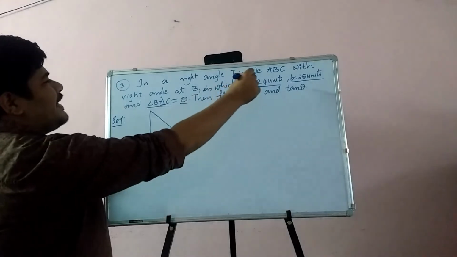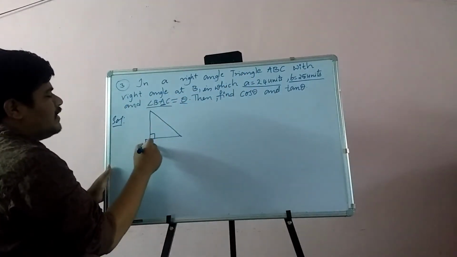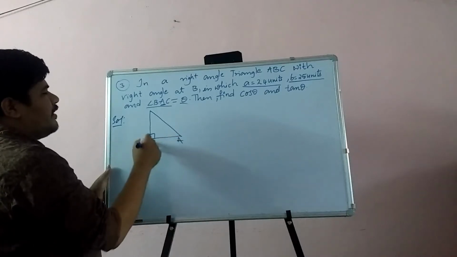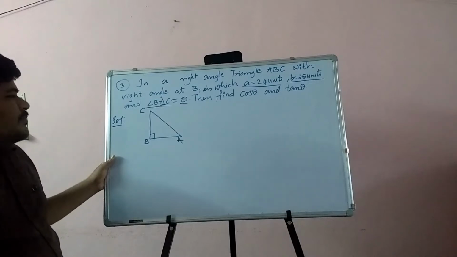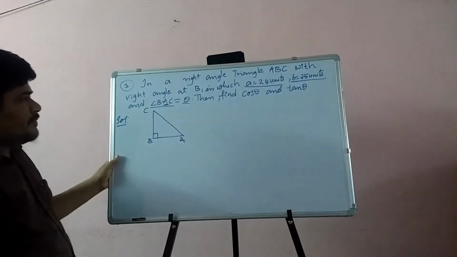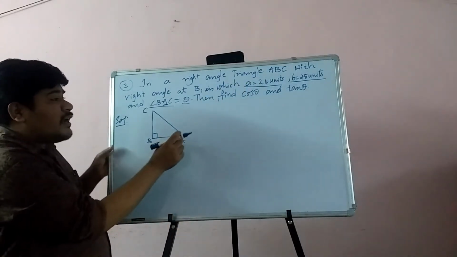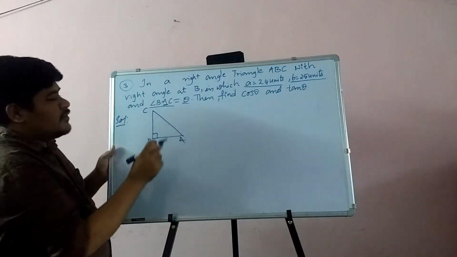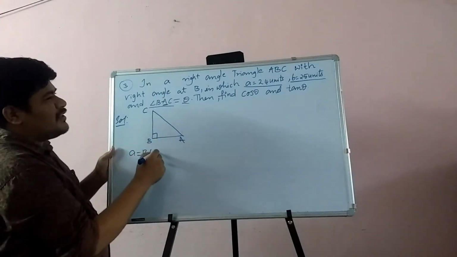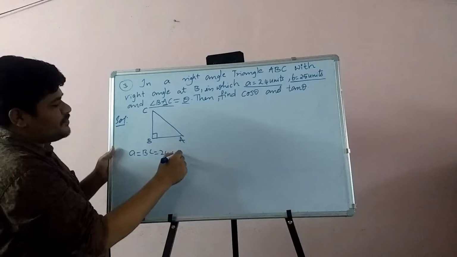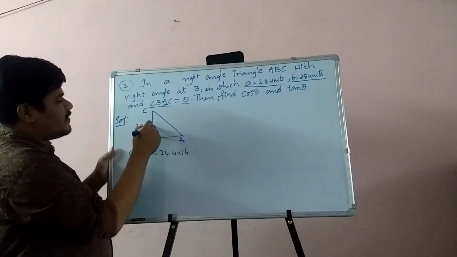As I told, right angled at B, so this is angle B. Now here I am taking A, B, C. So this is the right angled triangle ABC. And children, see here, small a is nothing but the side opposite to angle A. So small a is nothing but side BC, that is 24 units. Okay, so this BC is 24 units.